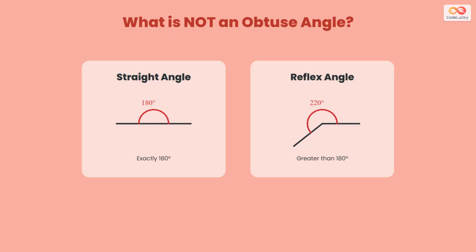Remember the limit. If an angle opens all the way to a straight line, it is 180 degrees, called a straight angle. If it goes even further, it becomes a reflex angle. Neither of these are obtuse.